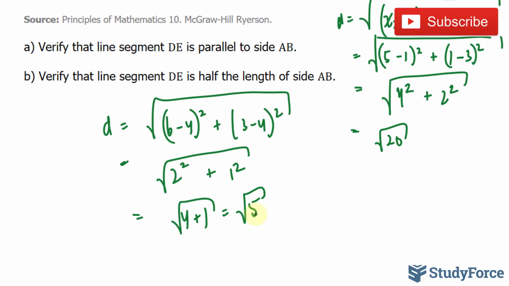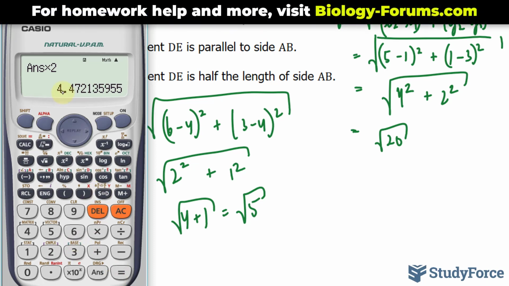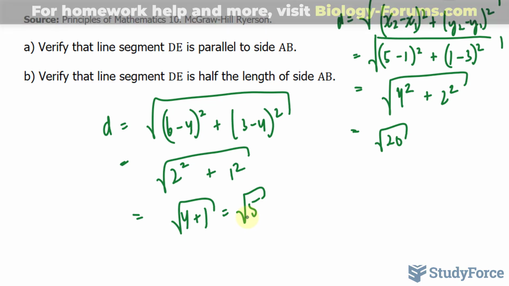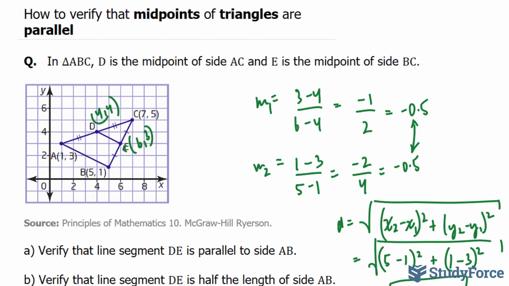Is the square root of 5 half the square root of 20? Let's find out. The square root of 20 is equal to 4.47, and the square root of 5 is 2.23. If I multiply this by 2, I'll end up with 4.47. So that verifies that the line segment DE is half the length of side AB. And there you have it. That is how to verify that midpoints of triangles are parallel.